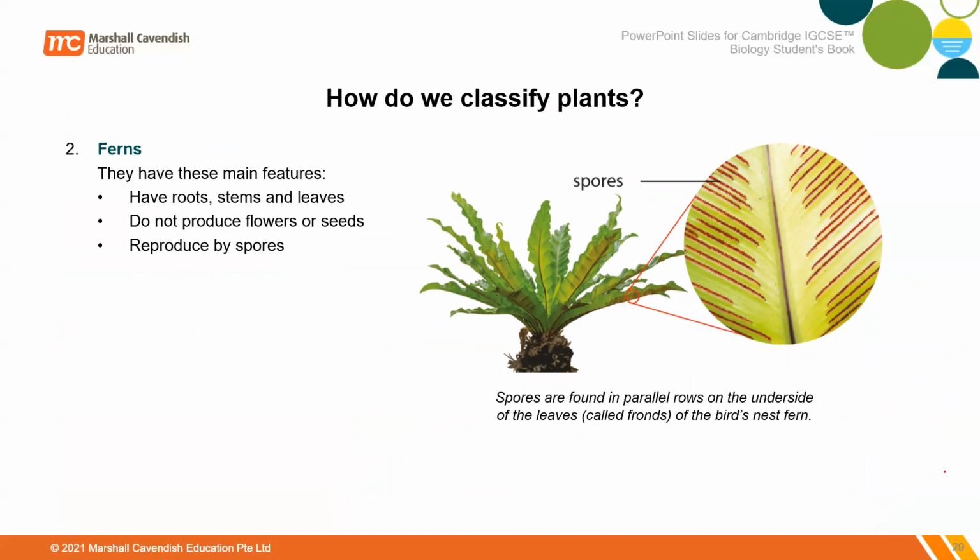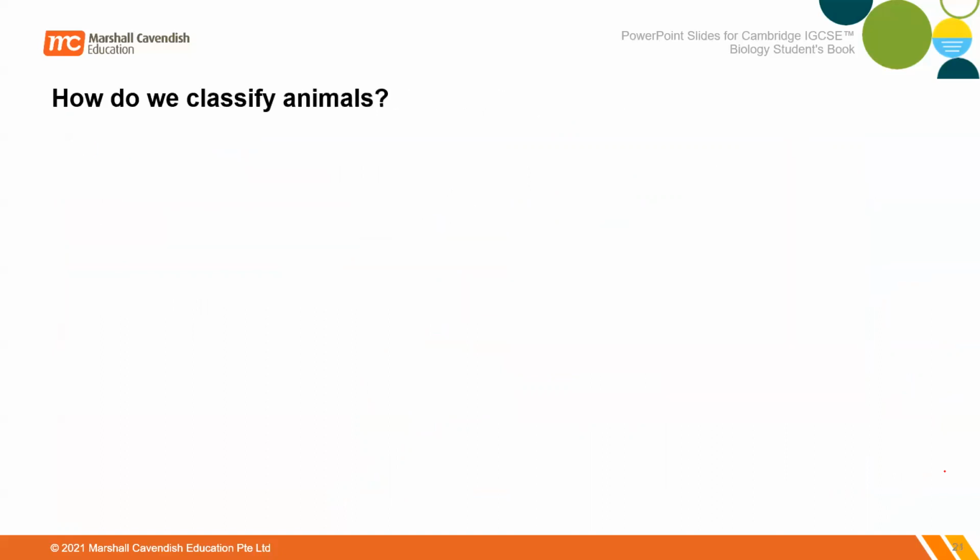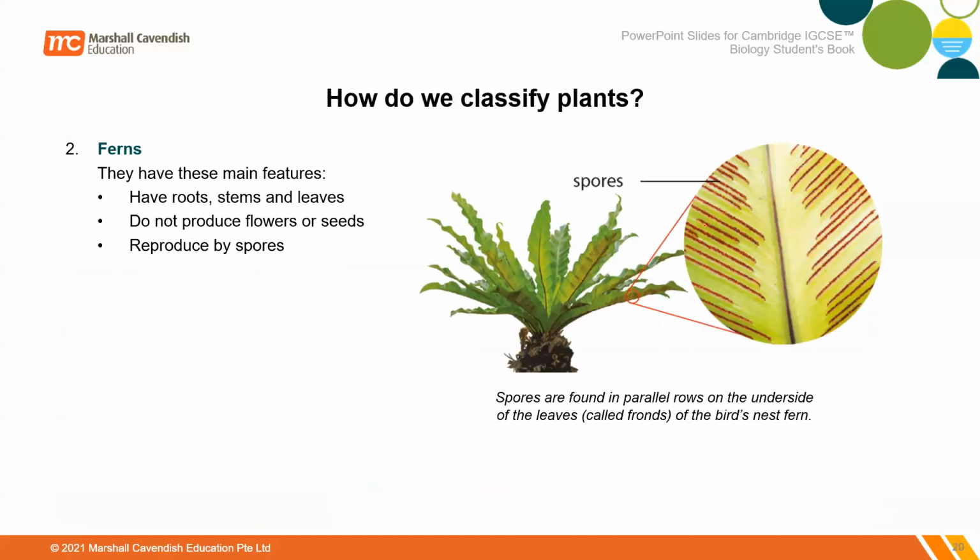Okay, another classification: ferns. Ferns have roots, stem, and leaves, but they don't produce flowers or seeds at all. They reproduce by specific spores, and the spores are found here in rows like this. All of these are ferns, with spores, and those form fronds like this. That's it for ferns. There is no need to mention anything else.